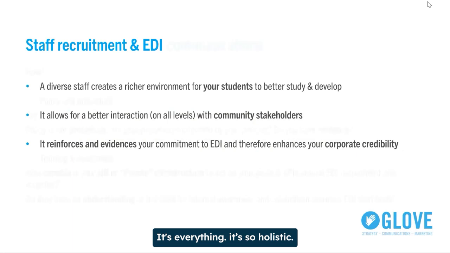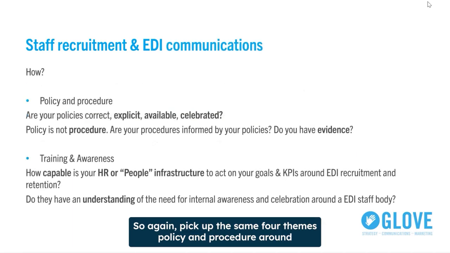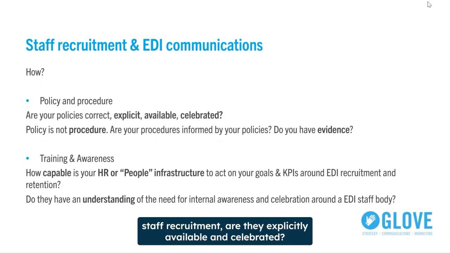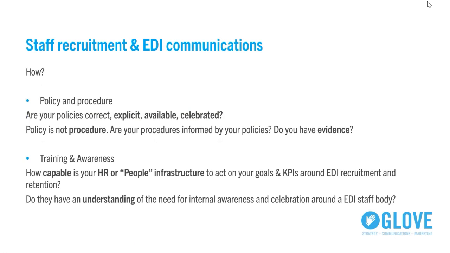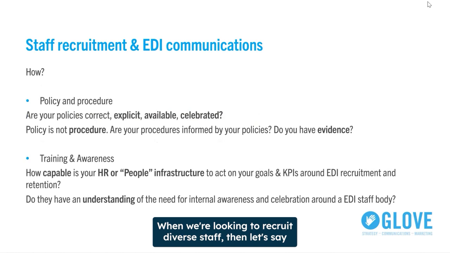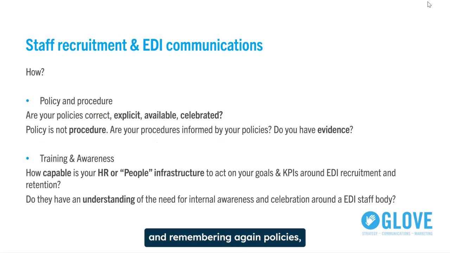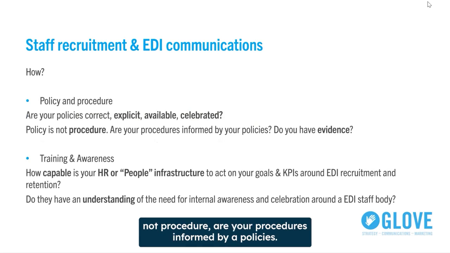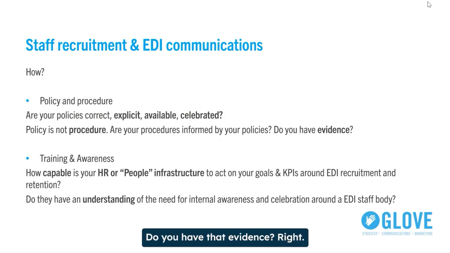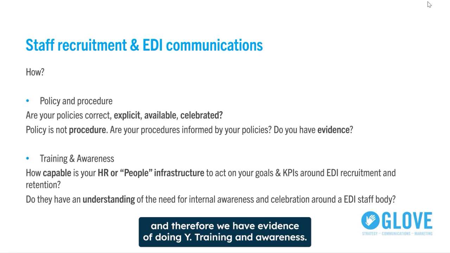It's so holistic. So again, pick up the same 4 themes: policy and procedure around staff recruitment. Are they explicit, available, and celebrated? When we're looking to recruit a diverse staff, here is the proof within our policies. Remembering again, policy is not procedure. Are your procedures informed by your policies? Do you have that evidence? We make sure that we employ X number of, or we had a target of employing X, and therefore we have evidence of doing Y.